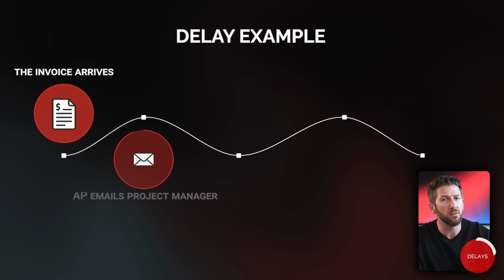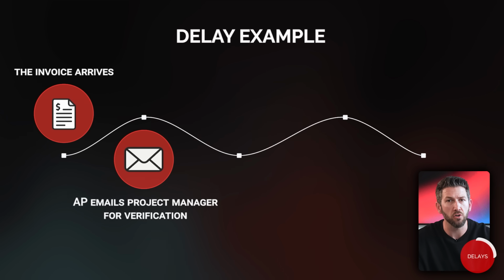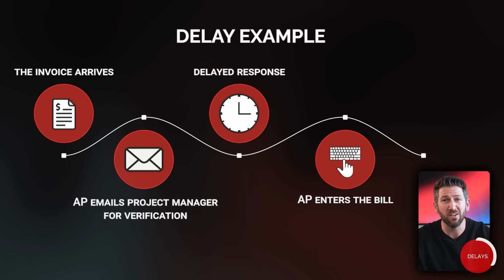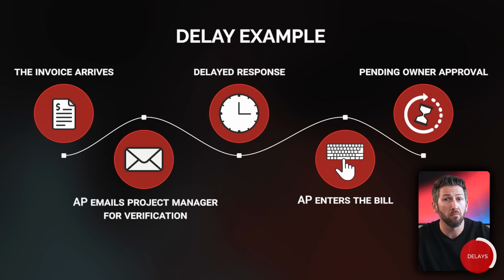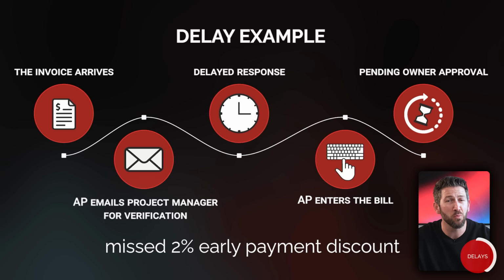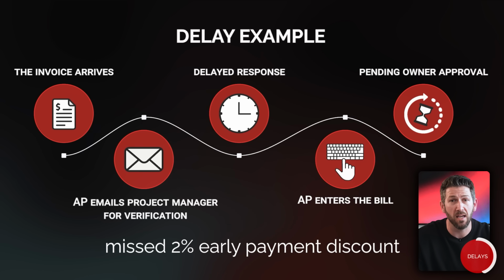So let me describe a typical process we see. The invoice arrives, the AP person emails the project manager asking if the work was done. The project manager is obviously on a job site, and so 3 days later, maybe they reply. Now AP enters the bill, and now it needs owner approval, and the owner is traveling. You see where this goes. Meanwhile, the invoice had a 2% early payment discount if it was paid in 10 days. But sorry to say, that window was gone. Not because you didn't want the discount, because the process was slow. Multiply that across hundreds of invoices, and you have no idea what's pending, what's approved, or what's due.